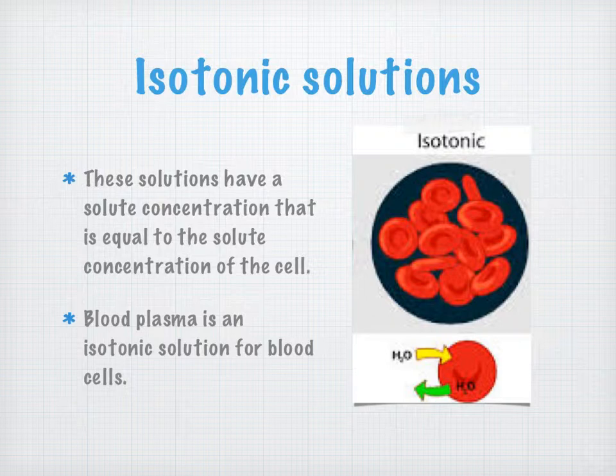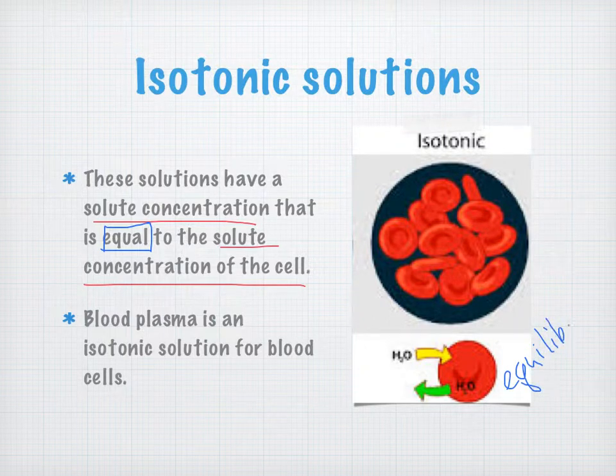We have isotonic solutions. These solutions have a solute concentration that is equal to the solute concentration of the cell. So a really good example would be that blood plasma is an isotonic solution for blood. So it's an equilibrium. If any water moves out, water moves in. It's constantly equal.